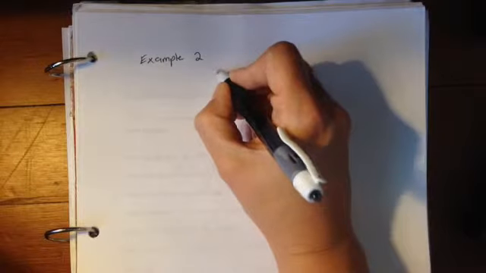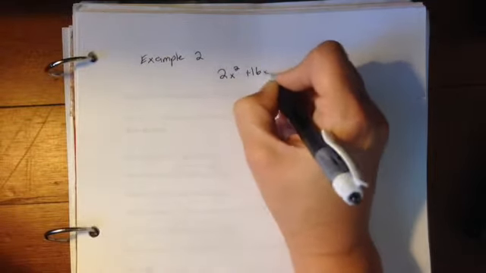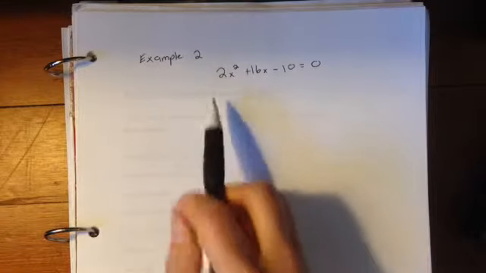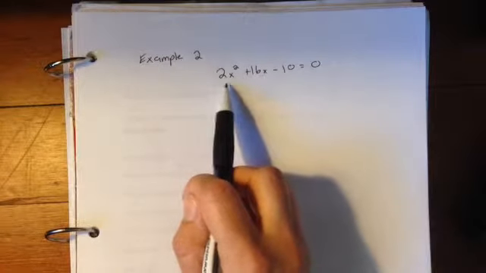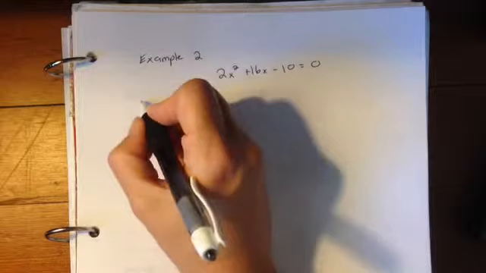Now let's look at an example where the lead coefficient is not 1, because this is going to give us one more step that we need to do. So say that we have something like 2x squared plus 16x minus 10 equals 0. If you're solving a quadratic equation by completing the square and the lead coefficient is not 1, the very first thing that you should do is divide by that lead coefficient to get it out of the way.